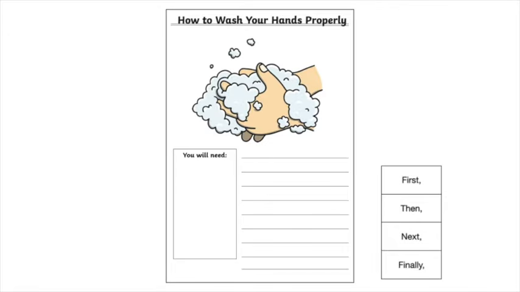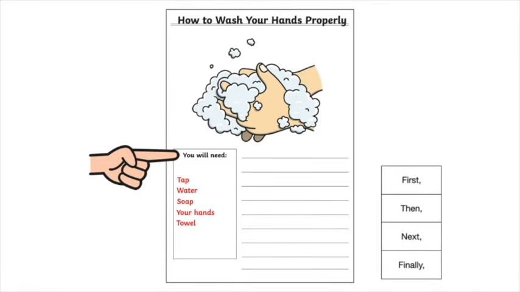So, we are going to begin to write some instructions for this. Can you read the title? How to wash your hands properly. So the first thing we are going to write is the things you will need. Now, to wash your hands properly, you will need a tap, water, soap, your hands, of course, and a towel. These are the things you will need to wash your hands properly.